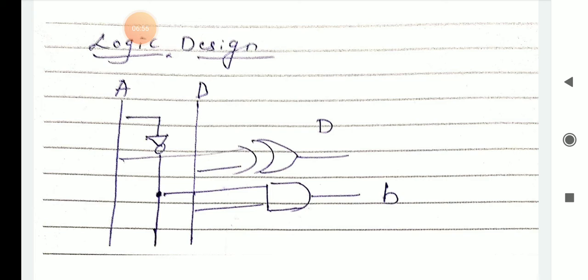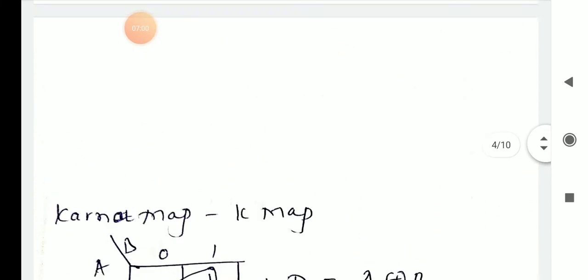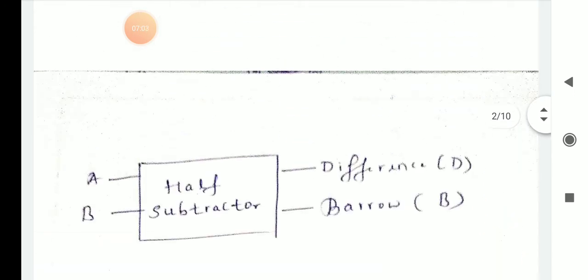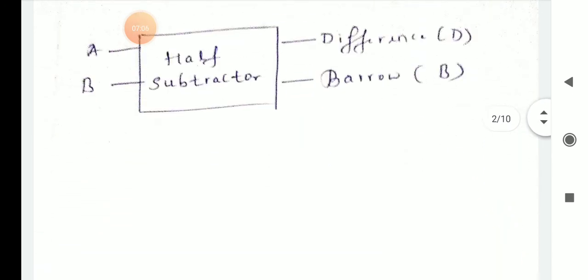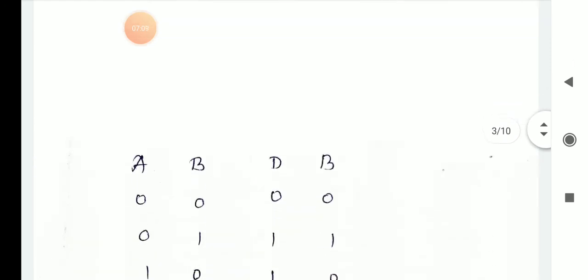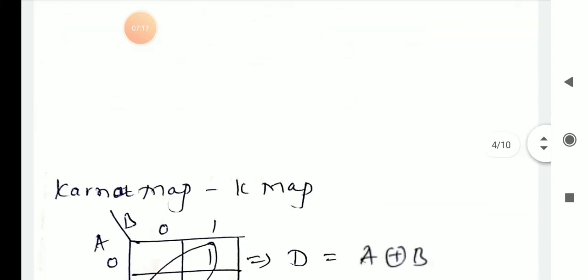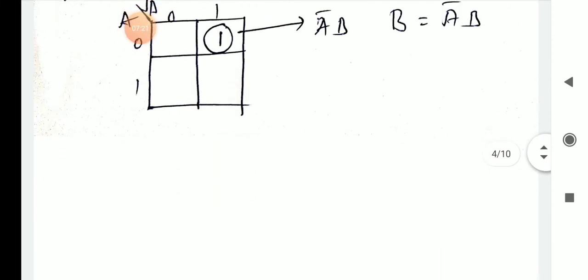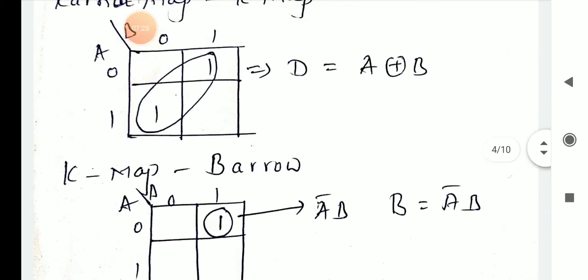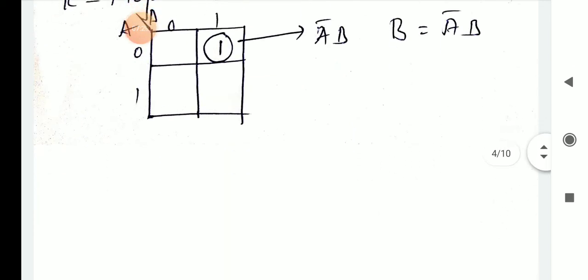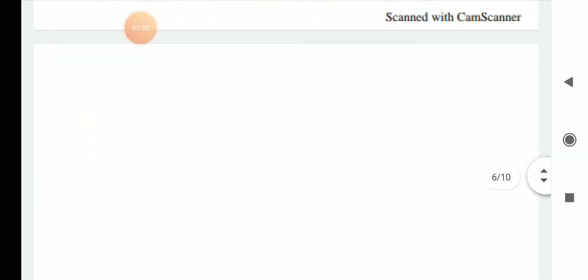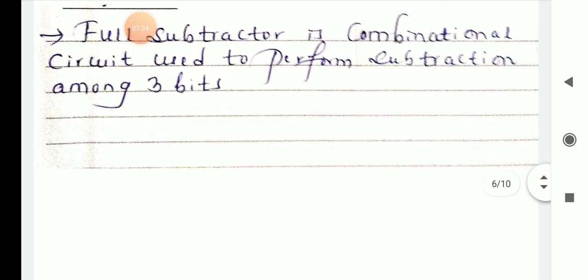So first, what you are going to do? First you have to write the inputs and outputs. So that is using a block diagram, 2 inputs and 2 outputs. Then you can write the truth table. You are having 4 combinations: 0 0, 0 1, 1 0, 1 1. Then you can take the difference and borrow. Then you can write the Karnaugh map by using that truth table. Then you can write the logical design by using those expressions. You are having 2 expressions: one is A XOR B, another one is A bar B. Okay, so next we will move on to the full subtractor.